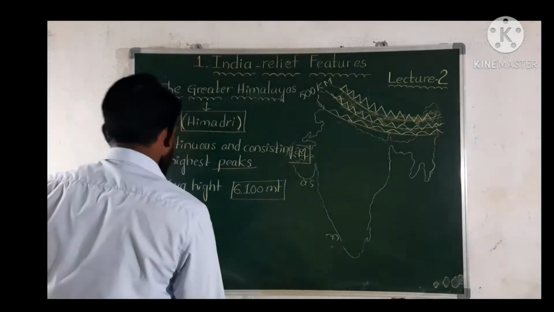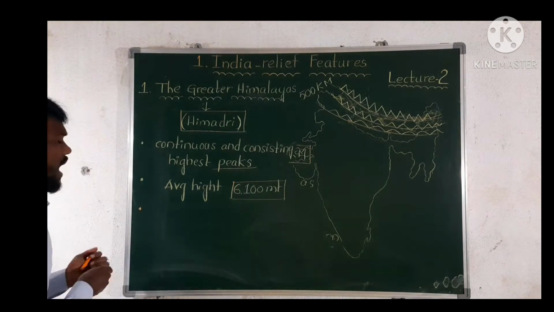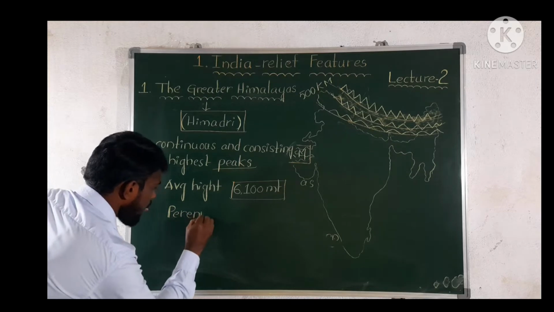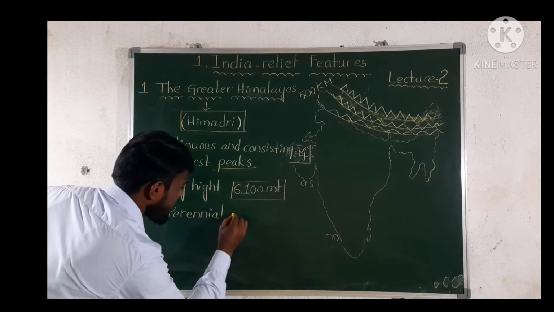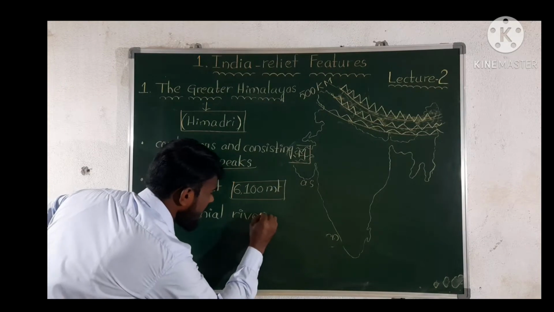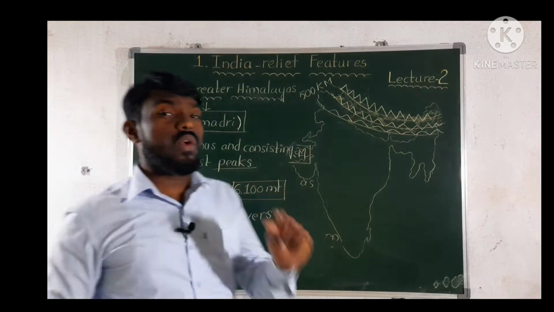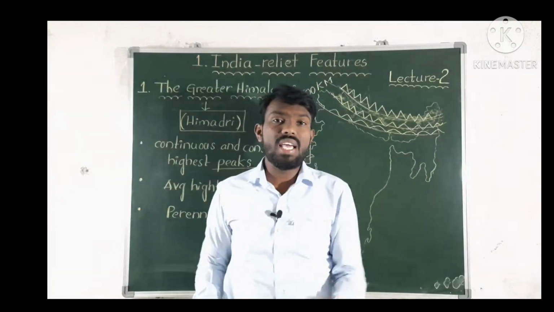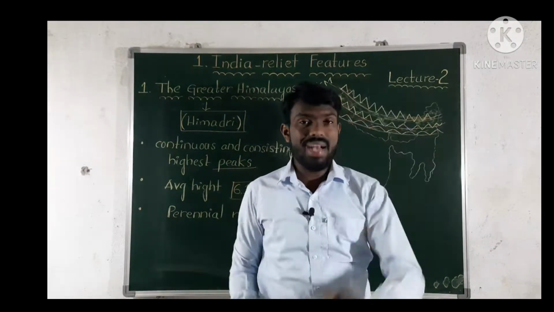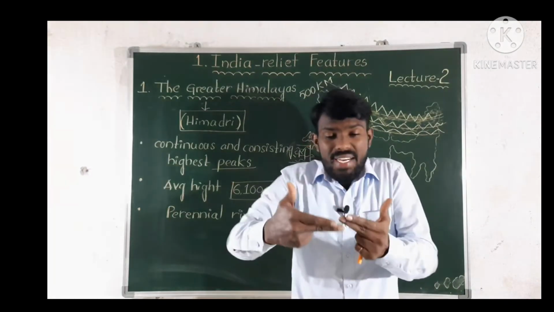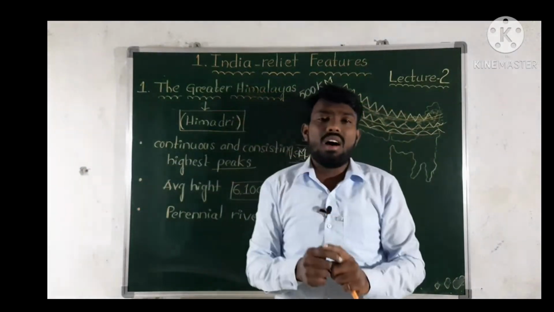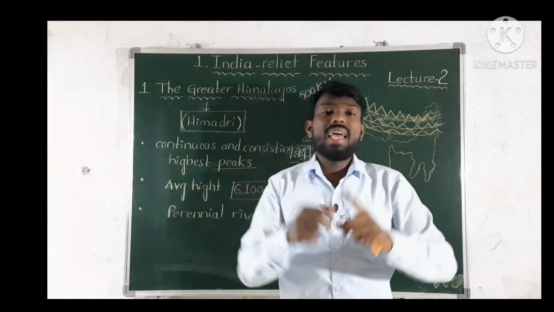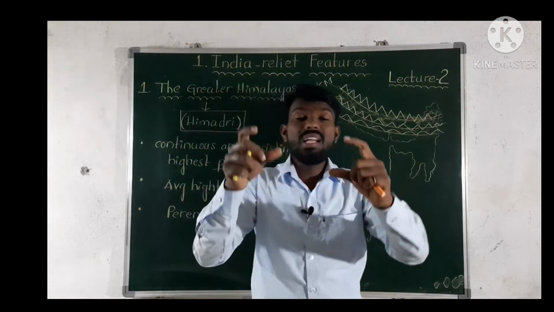A perennial river means a river which has continuous flow throughout the year. This continuous flow is possible because of the Himalayas, especially the Greater Himalayas. The movement and melting of the glaciers provide continuous flow to the Himalayan rivers, also called perennial rivers.